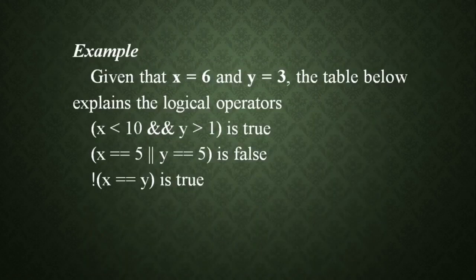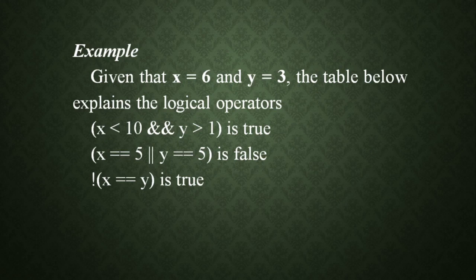Example for this. Consider the statement x less than 10 and y greater than 1. Here in this statement, we are using logical AND. It means it has to satisfy both the conditions, that is x less than 10 and y greater than 1. Here x value is 6 and y value is 3. If both the statements are true, then it will return true or else false.